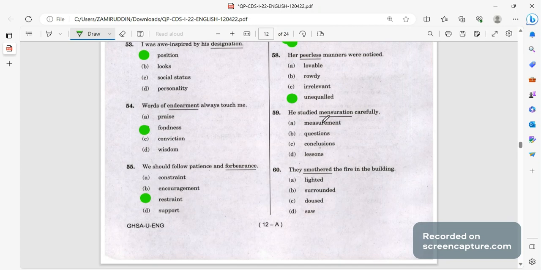He studied mensuration carefully. Mensuration measurement होता है, हमें पता है, maths का term है. They smothered the fire. Doused मतलब उससे पानी, आग को बुझाना. Doused in the building, they smothered the fire.